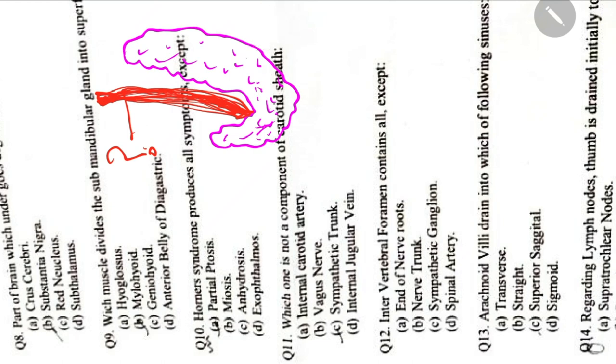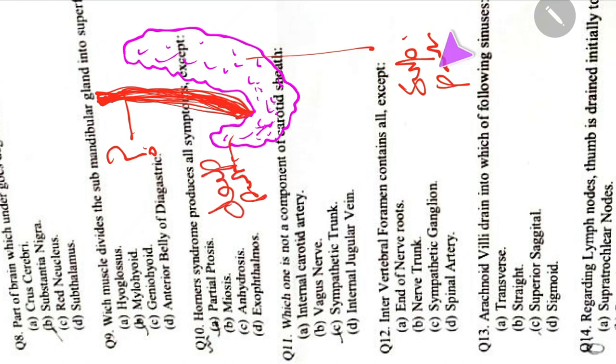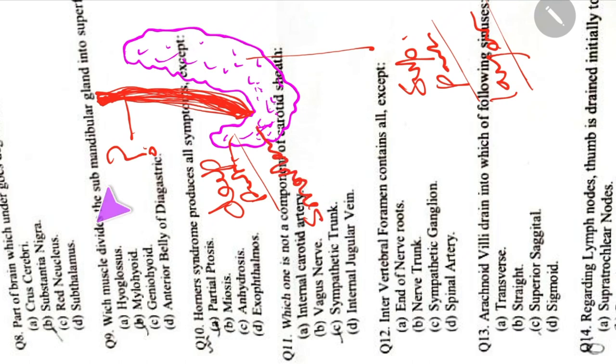Check this, this is the superficial part, remember this is important, and this is the deep part. What is important here is to remember that they might twist this MCQ sometime. So remember that the superficial part is larger and the deeper part is smaller. Now this muscle, let me answer it. Mylohyoid is the correct answer. Mylohyoid muscle.